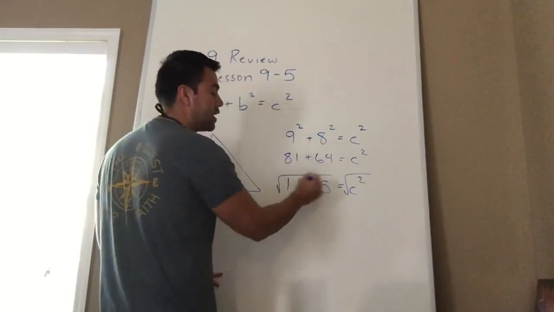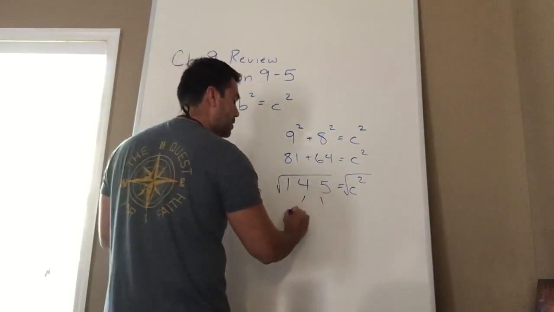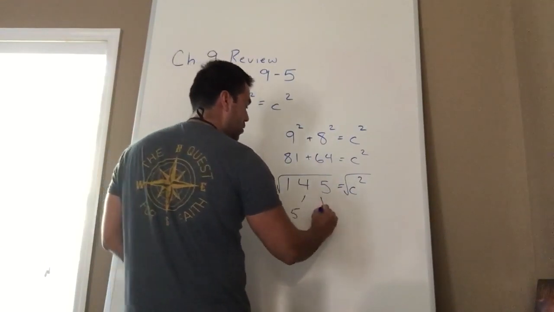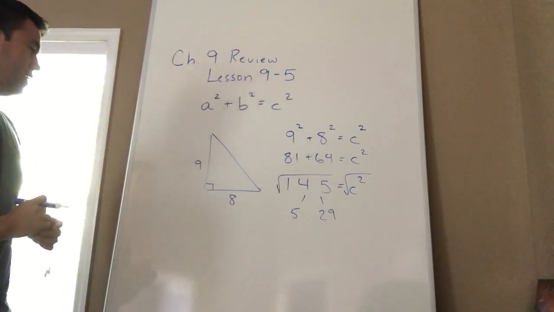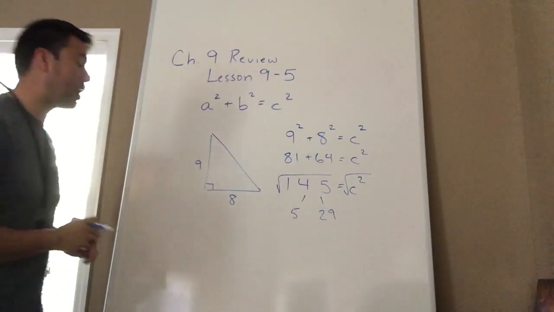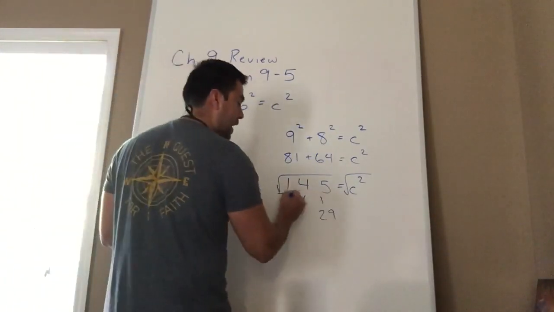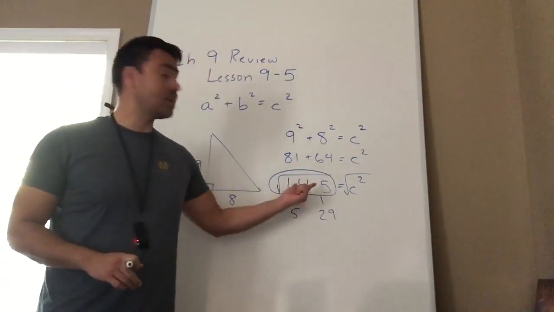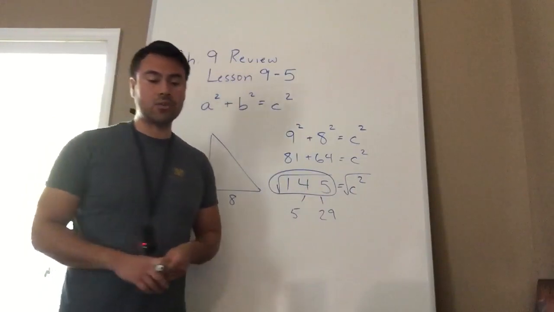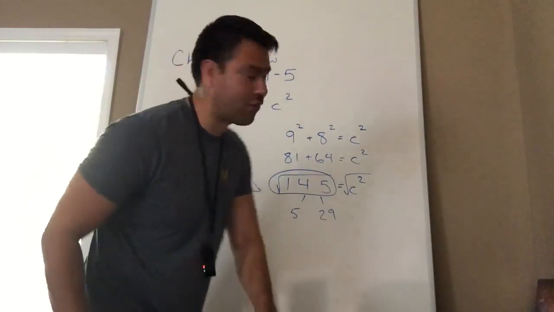And then I have to realize, okay, can I simplify that? I'm going to see, 5 goes into that 29 times. Okay, so 5 and 29, make sure that's 145. Okay, nothing goes into it, so that's going to be my final answer right here, the square root of 145. If you can simplify it though, you're going to go ahead and do that. That's going to be 9-5.